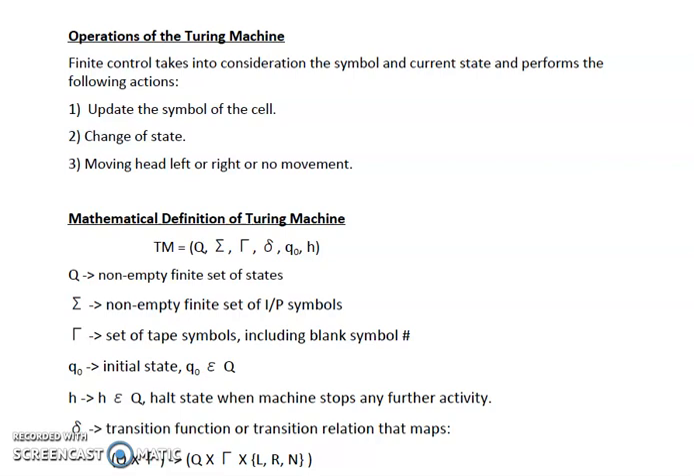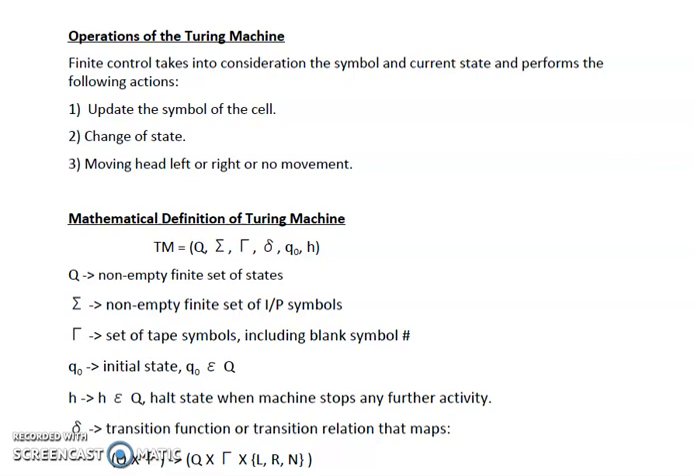So a finite control takes into consideration two things. First is the input symbol and the current state. So there are two things that are required, the input symbol and the current state of the Turing machine. And based on this, there are three operations that are performed. The first operation is to update the symbol of the cell. So we are going to update the symbol in our input tape.